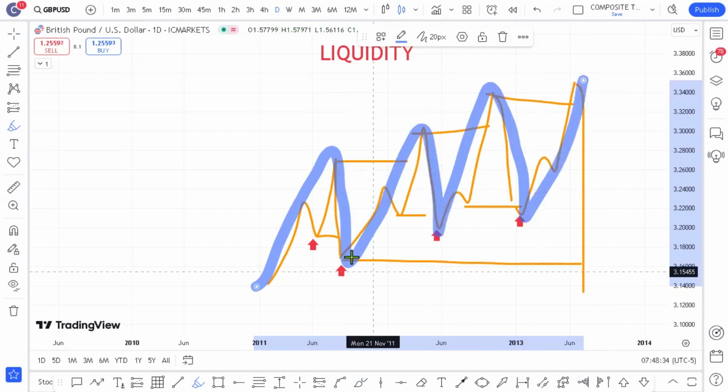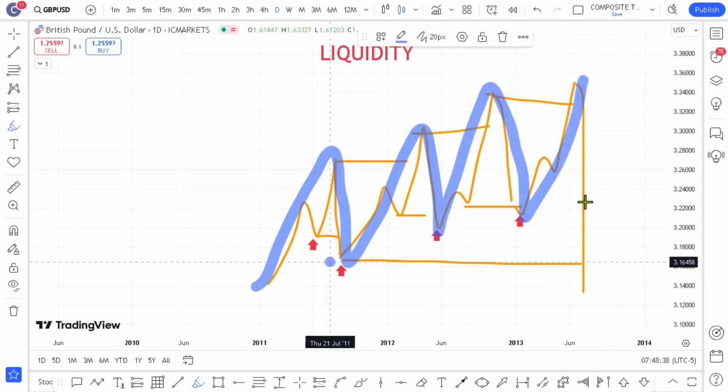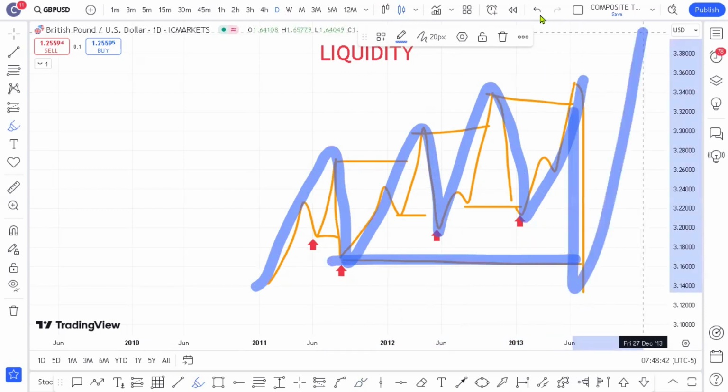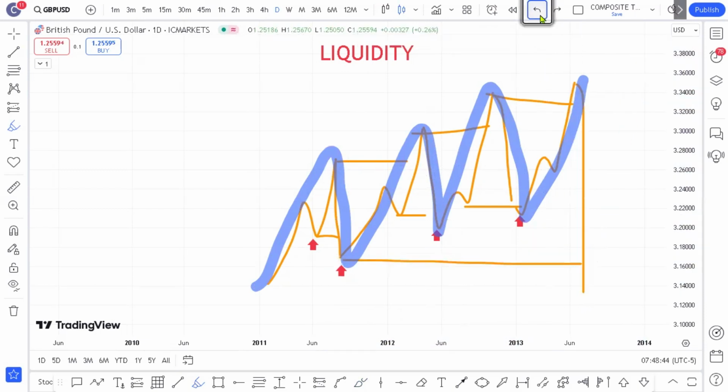Then this is a source, the low that generated all that push to the upside. So the market will need to collect all this money here, right here like that, before pumping again to the upside. So this is just a logical thing.